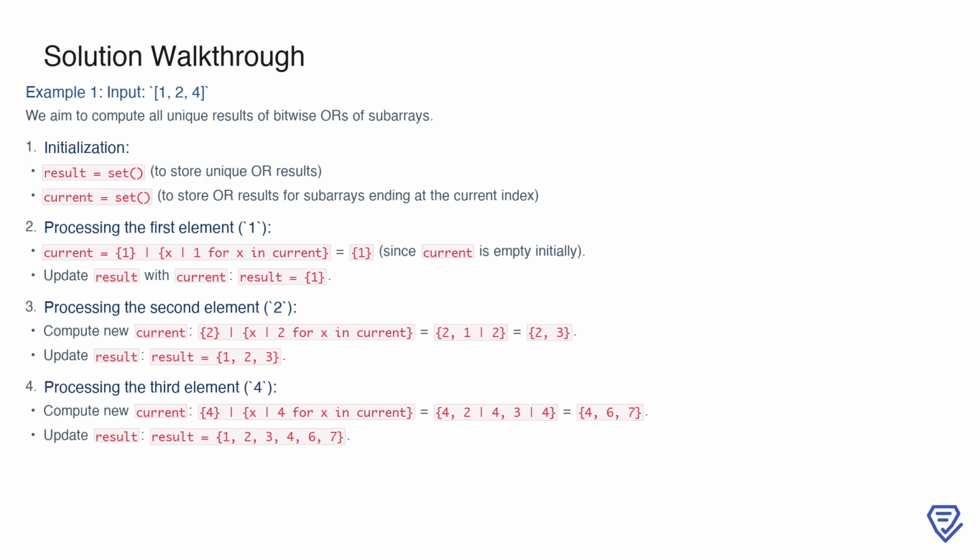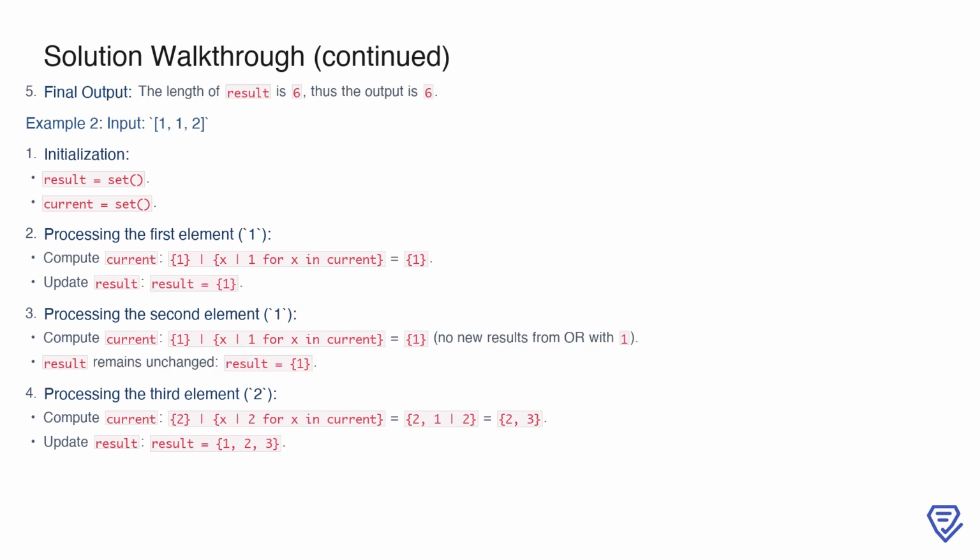We add these values to result, updating it to 1, 2, 3. Finally, we process the element 4. The updated current set includes the results 4, 6, 7, based on OR operations with the previous current, as 2 OR 4 equals 6 and 3 OR 4 equals 7. Adding these to result, we now have 1, 2, 3, 4, 6, 7.